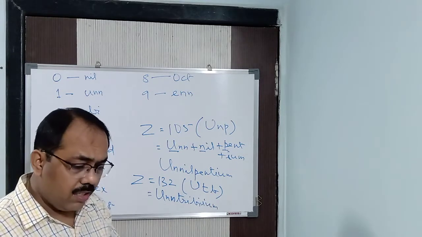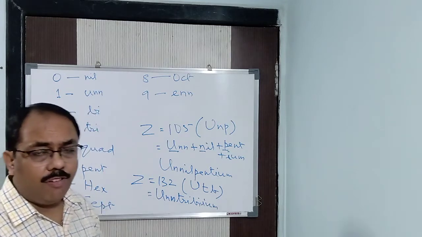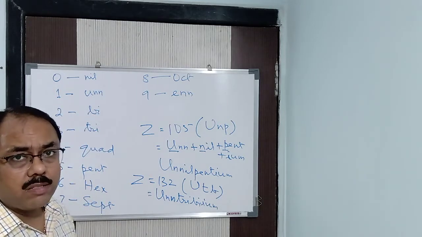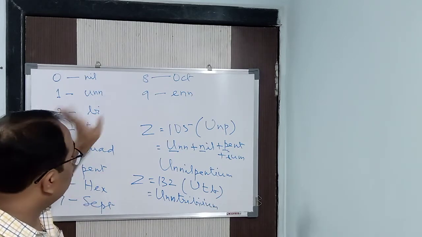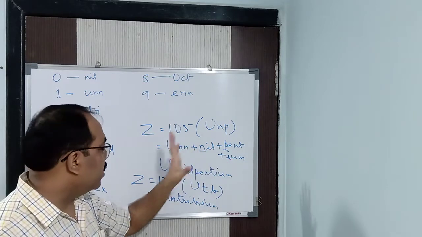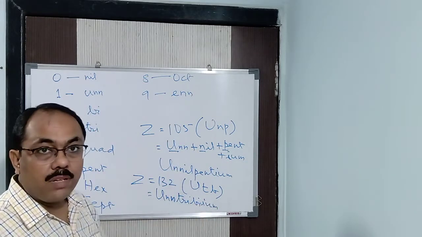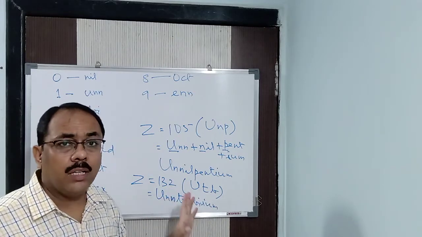In this way, the symbol and the name are given for an element whose atomic number is more than 100. So you have to remember this. First you need to remember the digit roots, most of which you know. Then after that you need to write in this particular way. I have written the 2 examples here. So now you can write the name for any atomic number.